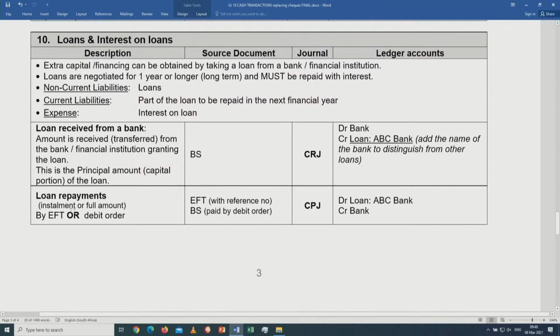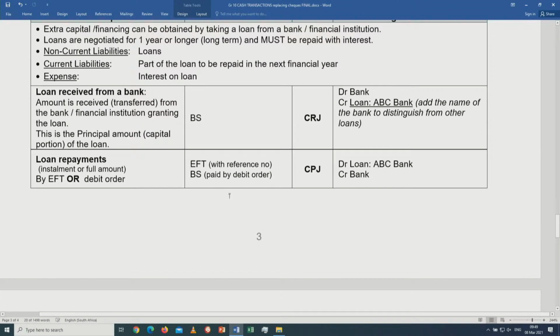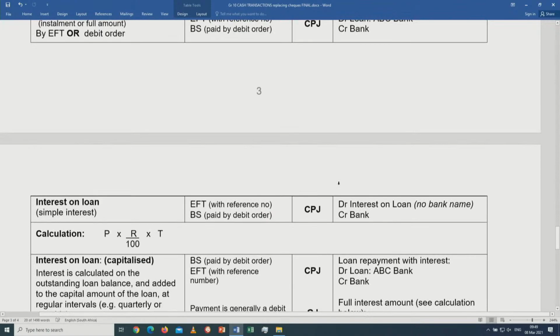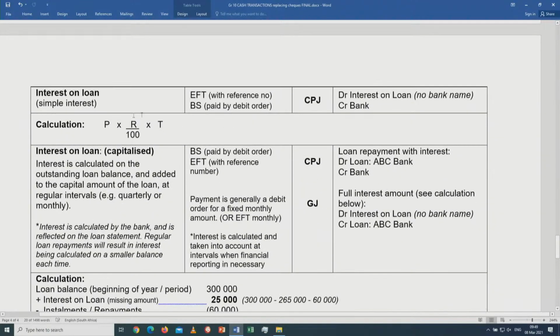Loan repayments: installment or full amount by EFT or debit order. The EFT with reference number, but you will see it in the bank statement if paid by debit order. If you are paying by debit order, then you can record it in the cash payment journal. You debit your loan, and then you credit your bank. Interest on loan, which is simply interest, by EFT with reference number or bank statement, paid by debit order. In the same way, cash payment journal, because you are paying the interest. You debit interest on loan, you credit the bank.